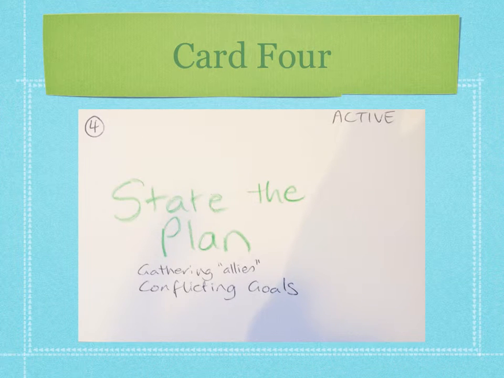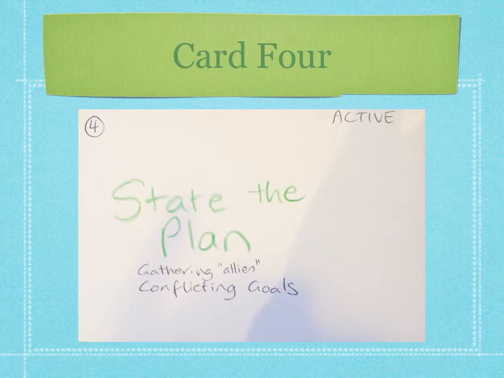Now, as we move on to card 4, this is an active card again. This card is called State the Plan. I cannot emphasize this enough. You need to state the plan. As the writer, you might know where it's going, but the reader doesn't. So what you do here, over the space of several scenes, is you have your heroine stating what she wants out of life. She needs to state the plan. She needs to decide, this is what I'm going to do.